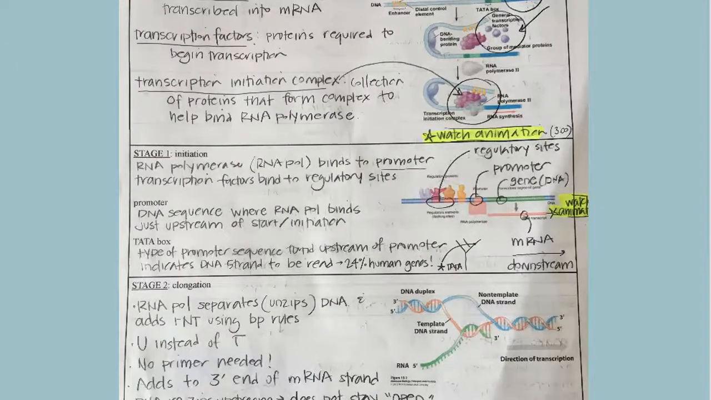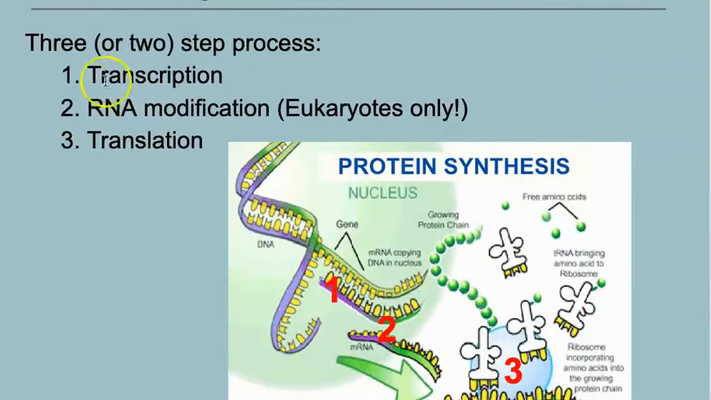I'm here at the top of this page. Protein synthesis happens in 3 steps. One thing I do want to note is that those 3 steps are for eukaryotes only. Prokaryotes carry out transcription and translation, but do not do RNA modification. So let's just say that out loud in the beginning.